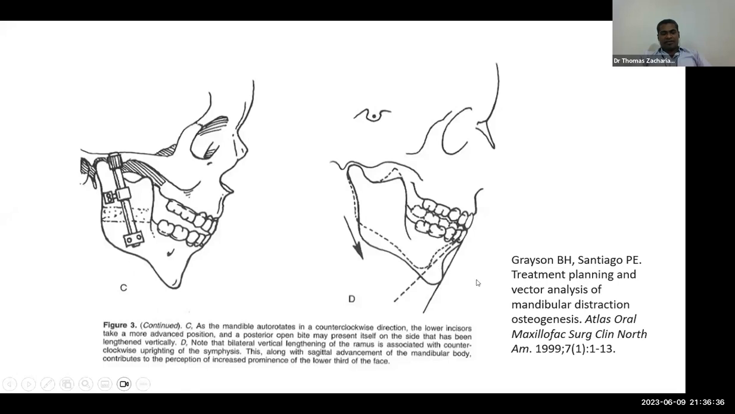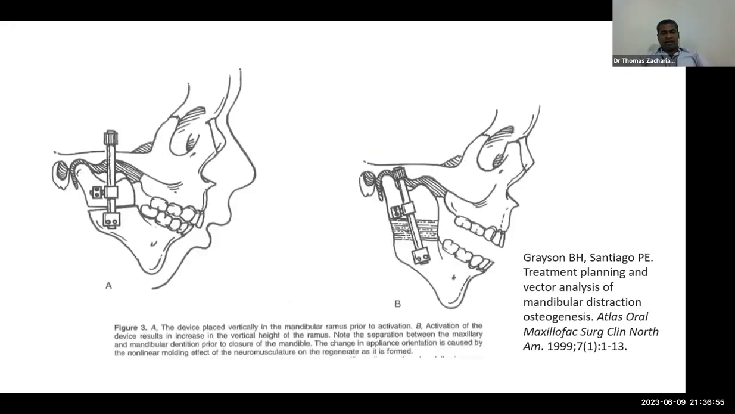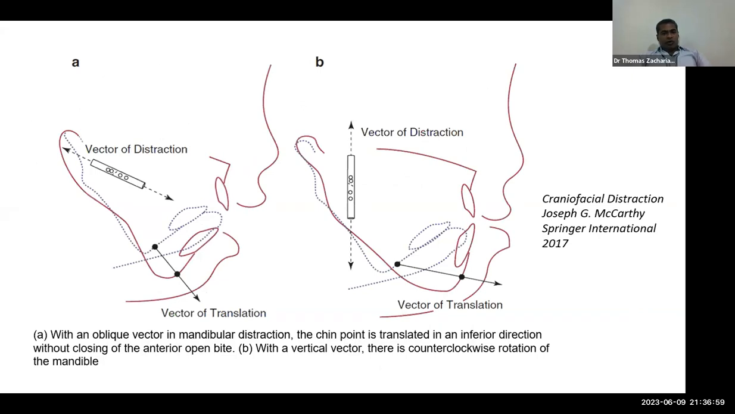You can see in this picture there's a counterclockwise rotation, which Dr. Sushmitha mentioned. You can actually bring the chin downward and forward by some callus molding, but there will be a posterior open bite. This happens when you're keeping the distractor device perpendicular to the maxillary occlusal plane. With an oblique vector in mandibular distraction, the chin point is translated in an inferior direction without closing of the anterior open bite. But with a vertical vector, there is a counterclockwise rotation of the mandible. You can bring the chin downwards if you're using an oblique vector, whereas you can bring the chin downwards and forwards if you're using a vertical vector.